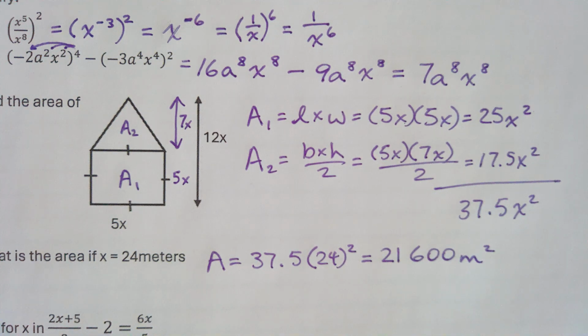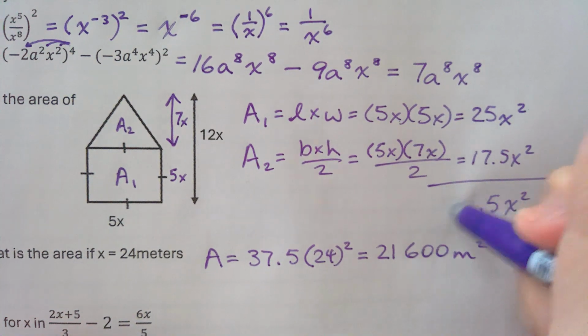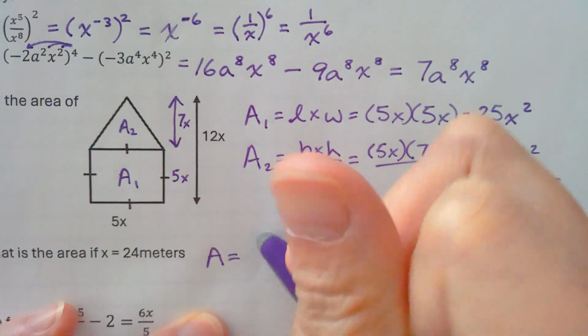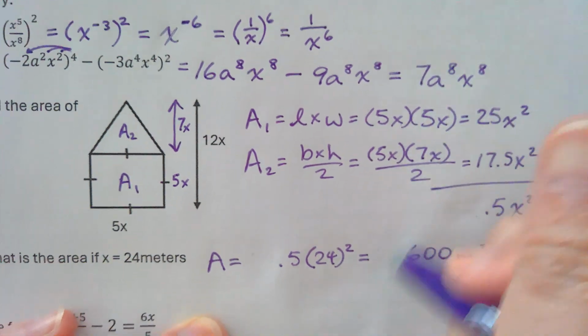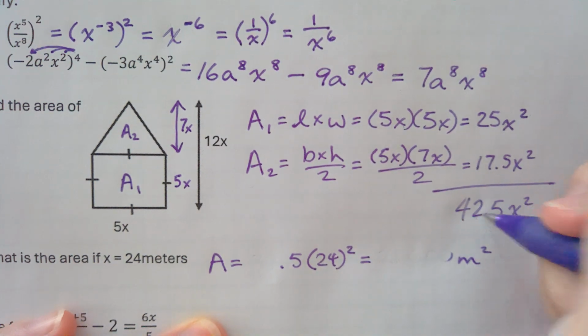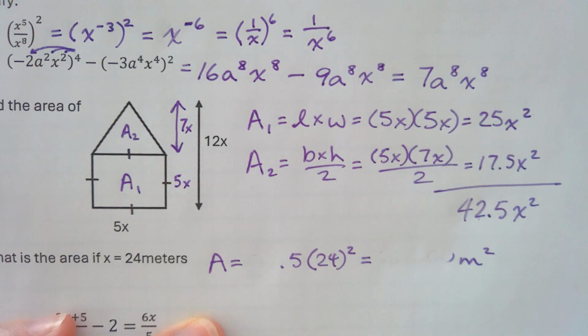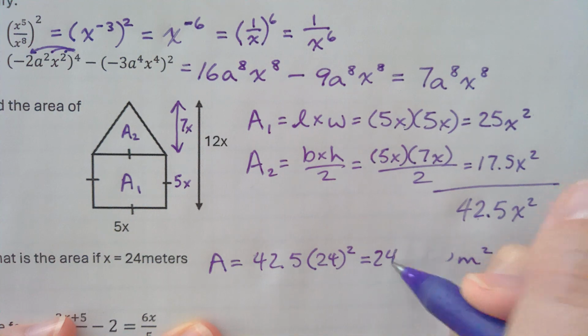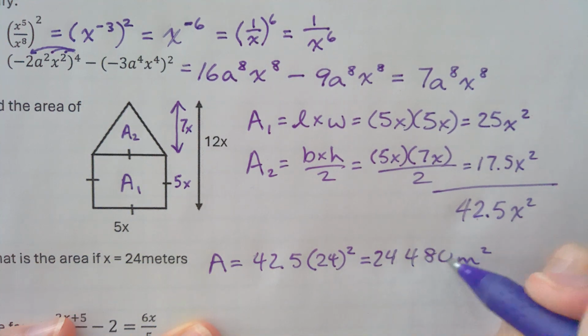Okay. Is that it? Yeah. Oops. Thank you. So that changes the answer. Oops. So 42.5, because your teacher cannot add. So 42.5 times 24 times 24. So you get 24,480. Okay.